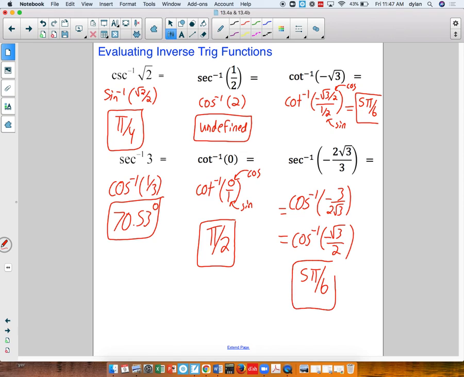So the more you practice these, the quicker you'll get at them. It also is obviously dependent on how well you know your unit circle, which is why we've been practicing that so much. So again, your homework tonight will be another worksheet. The worksheet and the answer key are posted for you. So try those and let me know if you have questions.